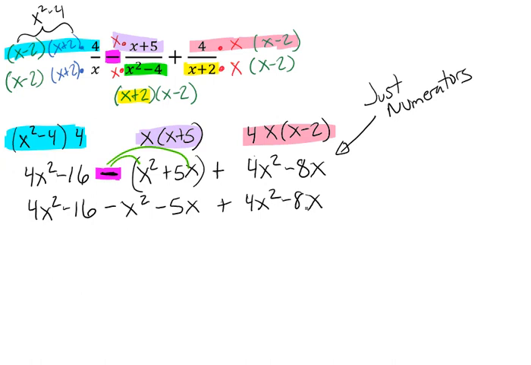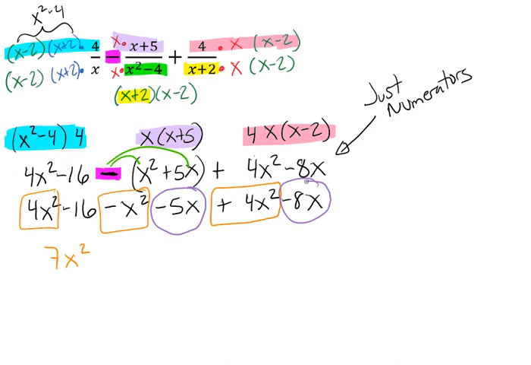Then we're going to combine our like terms. So I'm going to get all my x squareds and put them together, and I'm going to get a 7x squared from those. Then I'm going to do this in standard form, so I'm going straight for my x's because that's what should come next. And I've got a negative 13x. And then the last thing I'm looking for is just my plain number. There's that minus 16. So that's my entire numerator.